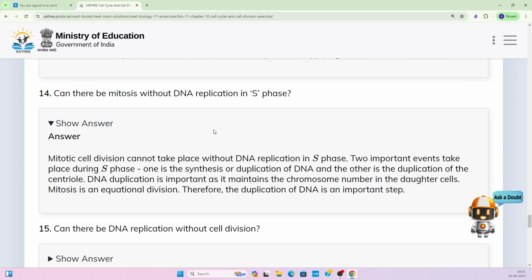So the duplication at the time of the S phase, the DNA duplication, is important to maintain the chromosome number in the daughter cells. Mitosis is an equational division. Therefore the duplication of DNA is an important step in the process of mitosis.